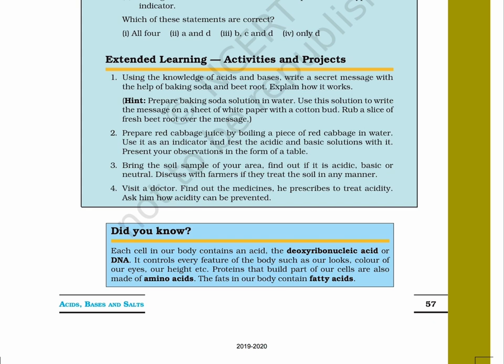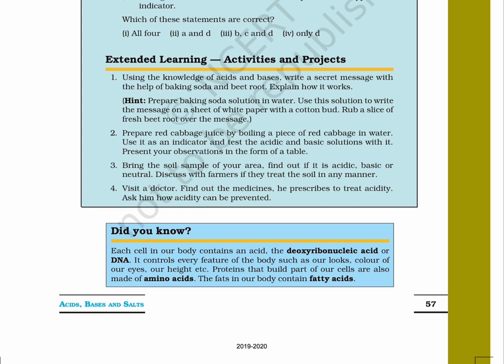2. Prepare red cabbage juice by boiling a piece of red cabbage in water. Use it as an indicator and test the acidic and basic solutions with it. Present your observations in the form of a table.